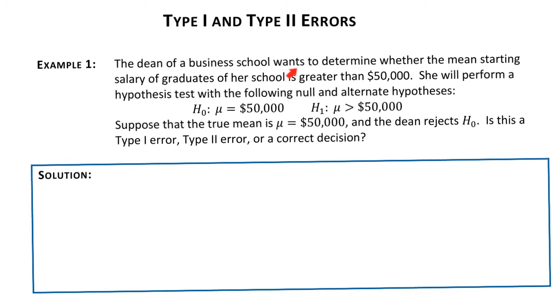The dean of a business school wants to determine whether the mean starting salary of graduates of her school is greater than $50,000. She will perform a hypothesis test with null hypothesis mu equal 50,000 and the alternate hypothesis mu greater than 50,000. Suppose that the true mean is 50,000 and the dean rejects the null hypothesis. Is this a type 1 or type 2 error or a correct decision?